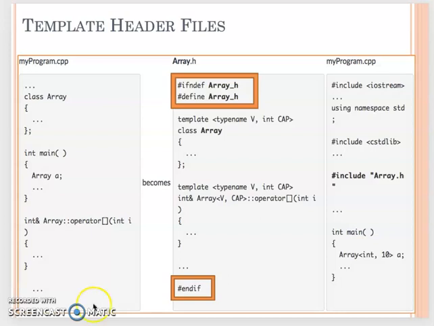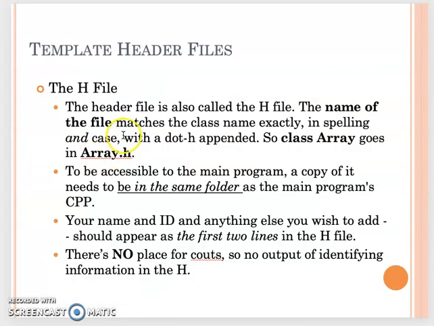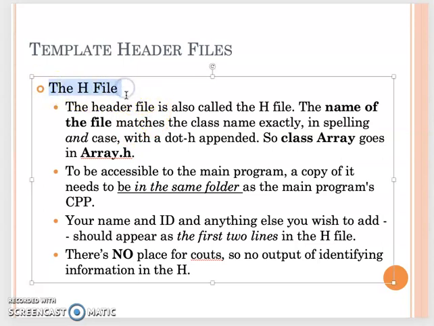The next one we want to talk about is the include guard keyword. Sometimes when we have the header file, remember, the .h file, the name of the file matches the class name exactly in the spelling and the case. So for the class array, usually you have array.h. The same thing for this week, we will write the static array class, so your header file name will be static array.h.